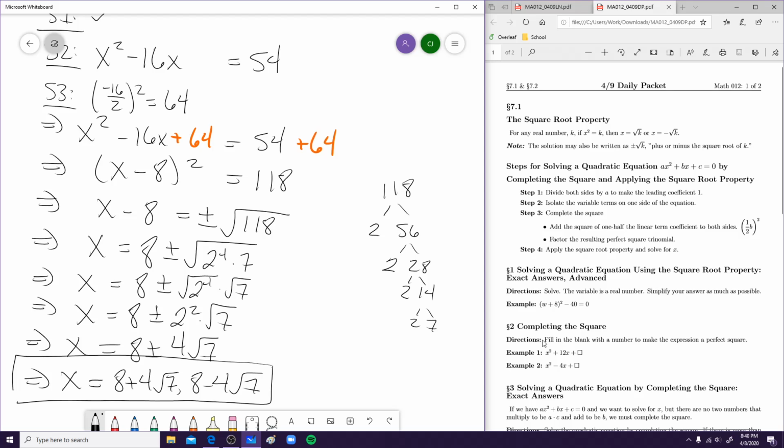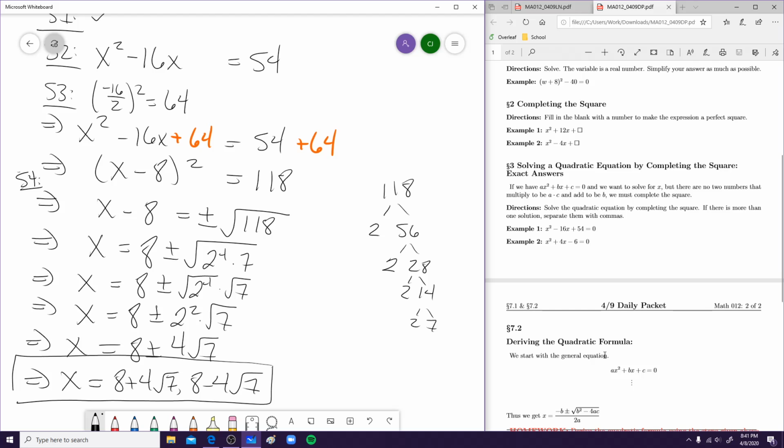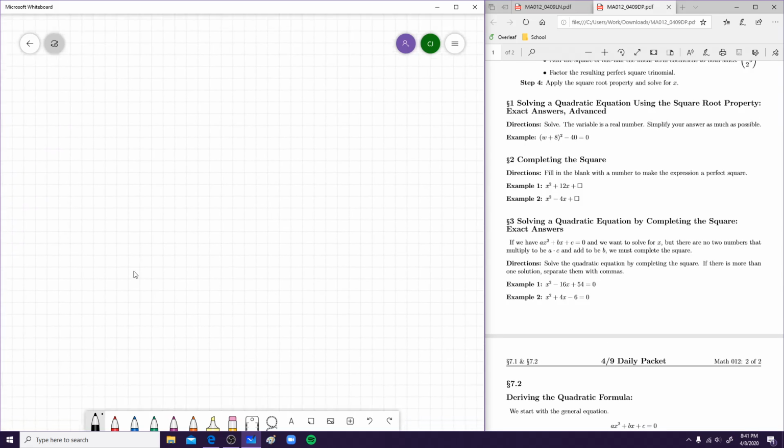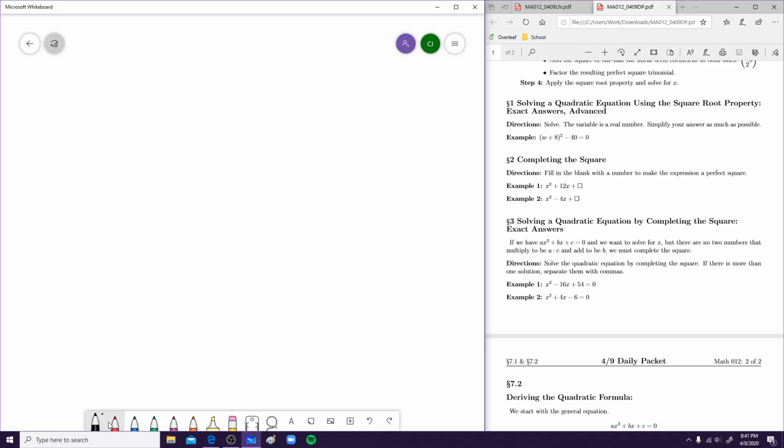Right. So I didn't label it. This would be step 4, because this is where we apply the square root property and then we solve for x. Right? So let's do one more example, and then we will be done with section 7.1.